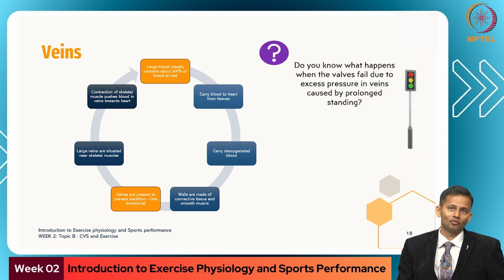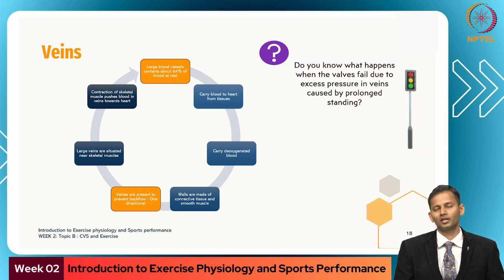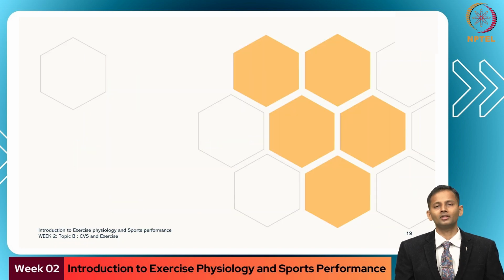And do you know what happens when the valves which are located in the veins fail? It ends up in a clinical condition. I'll give you a clue, you can guess it. I've shown a traffic signal also there. Because of prolonged activity, it can happen. If you have guessed it right, yes, it is more common in traffic policemen because of their long standing hours, and the condition is called varicose veins, common in the lower limbs.